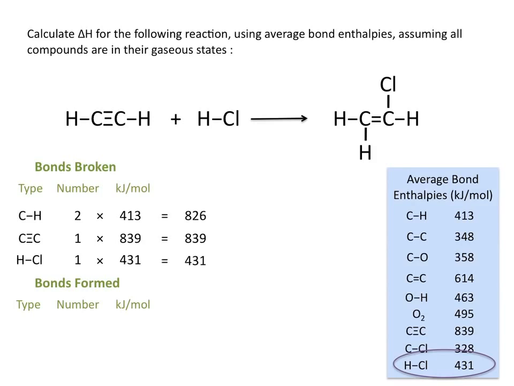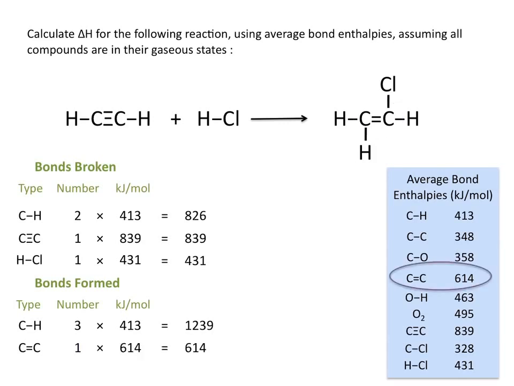Now let's look at the bonds formed. In this case, we had carbon-hydrogen bonds broken on the reactant side, and we have carbon-hydrogen bonds formed on the product side, 1, 2, 3 moles of them, multiplied by the average bond enthalpy for a carbon-hydrogen single bond. I have 1 carbon-carbon double bond, multiplied by the average bond enthalpy for a carbon-carbon double bond, and 1 carbon-chlorine bond, multiplied by the average bond enthalpy for a carbon-chlorine single bond.